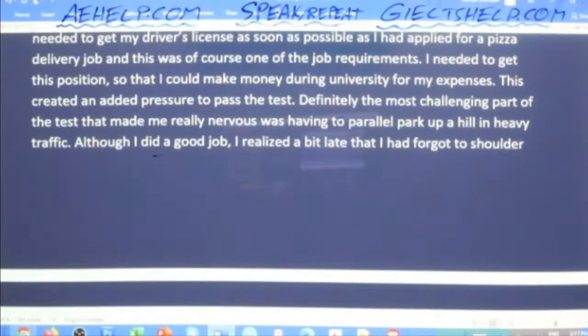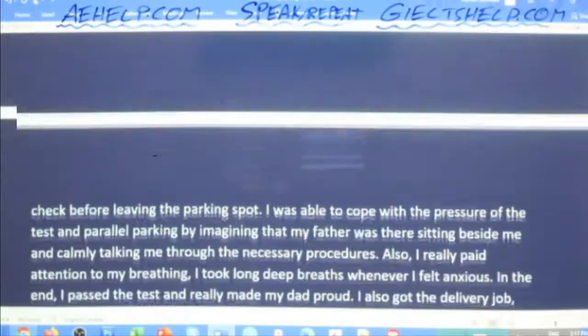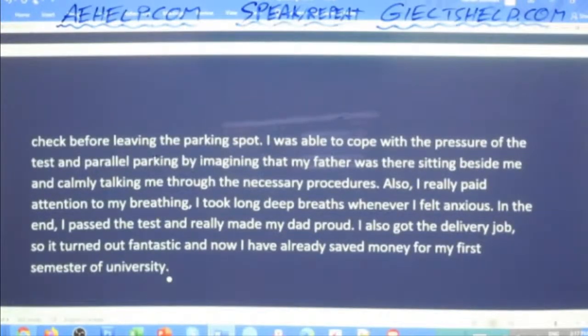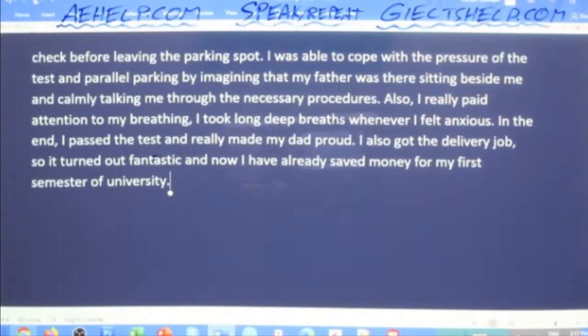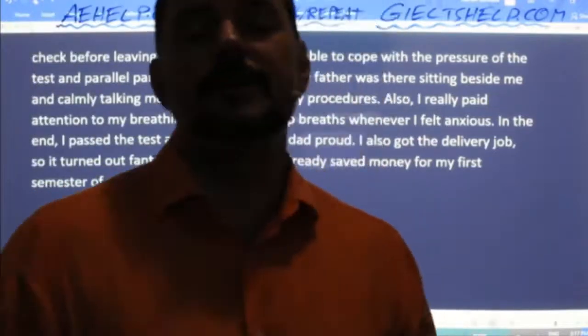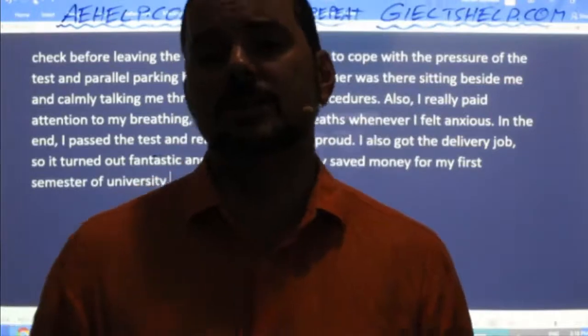Definitely the most challenging part of the test that made me really nervous was having to parallel park up a hill in heavy traffic. Although I did a good job, I realized a bit late that I had forgot to shoulder check before leaving the parking spot. I was able to cope with the pressure of the test and parallel parking by imagining that my father was there sitting beside me and calmly talking me through the necessary procedures. Also, I really paid attention to my breathing. I took long, deep breaths whenever I felt anxious. In the end, I passed the test and I really made my dad proud. I also got the delivery job, so it turned out fantastic, and now I've already saved money for my first semester of university. Okay, so your time is up. Please pass back the card, the note paper, and now we will continue with part 3, and I will ask you a few follow-up questions regarding part 2.